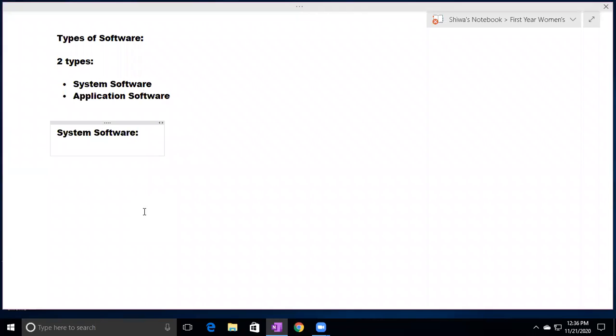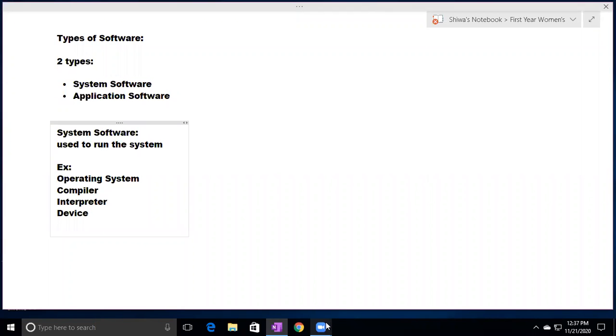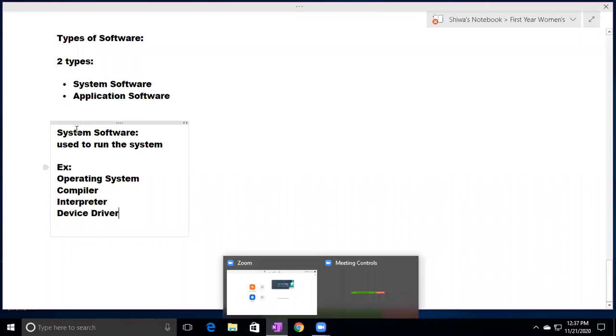System software means the software used to run the system. The software used to run the system is called system software. For example, operating system. Operating system comes under system software. Then compiler. Compiler is also an example of system software. Interpreter and device driver. These four are the examples of system software.